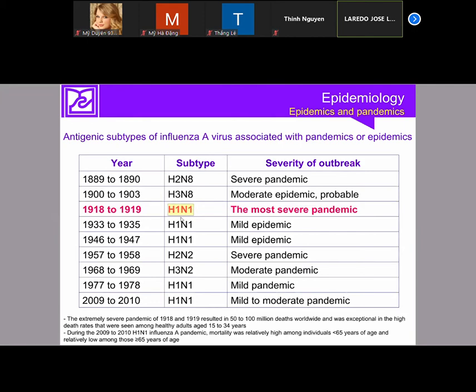The last pandemic appeared 10 years ago. Maybe you don't remember. This one was another H1N1, but this one was different to this one. The last pandemic 10 years ago was not so severe. It was a mild, moderate pandemic. Not many people died.